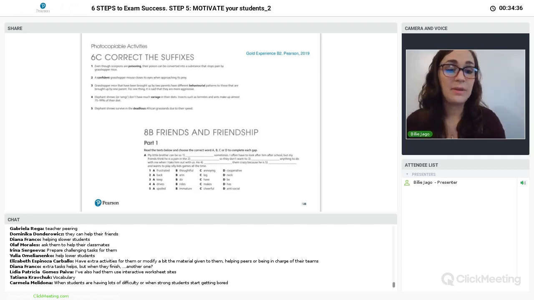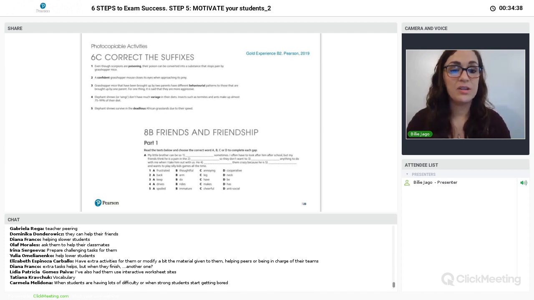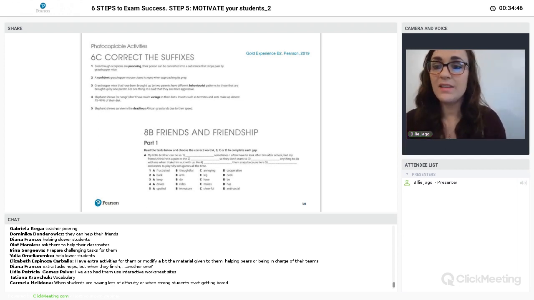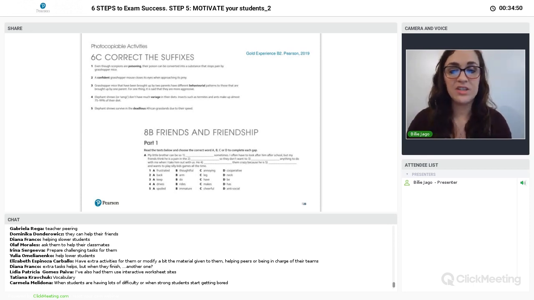And also, peer observation, peer correction, and of course the photocopyable extension activities as well, which saves a little bit on our preparation time too. I think if we don't have extension activities prepared, it can cause quite a lot of demotivation.